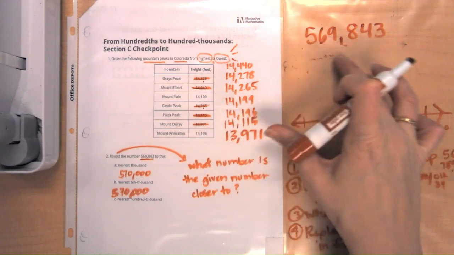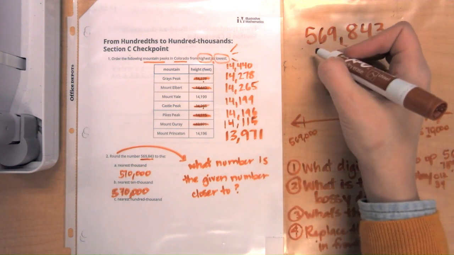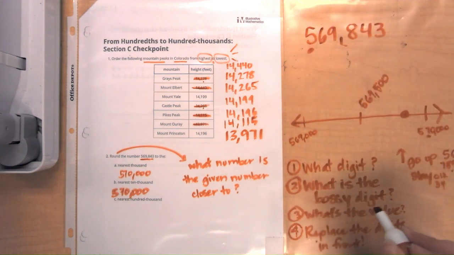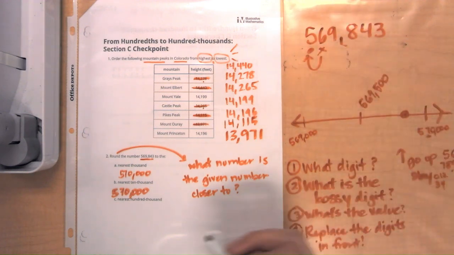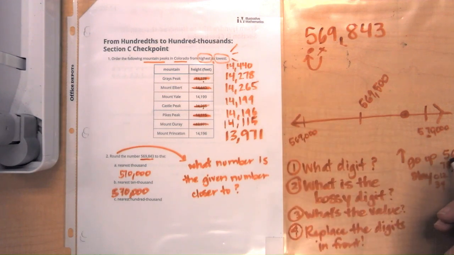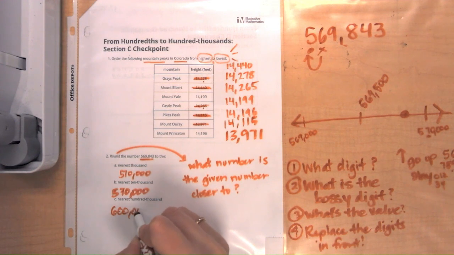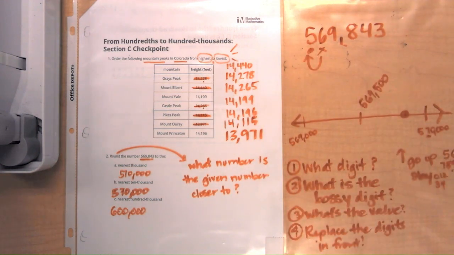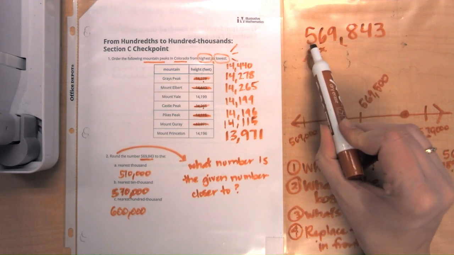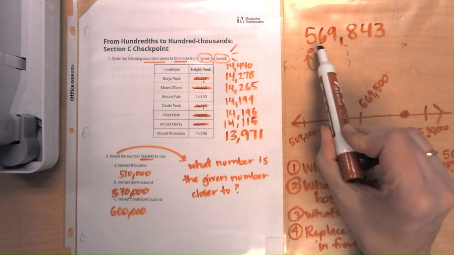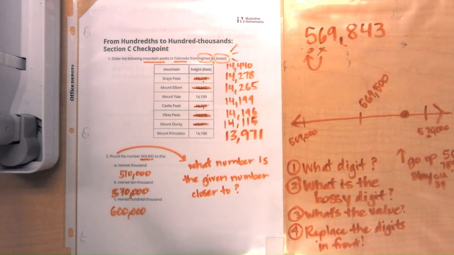And then finally, let's look at the digit for 100,000. What digit? 100,000. What's the bossy digit? The 6. What's the value? What is the 6 telling the 5 to do? Go up. The 5 turns into a 6. The value is 600,000. And there are no digits in front, so you're done. The thing to remember is wherever you start, all these digits are going to turn to zeros. This one's going to go up or stay, and then the digits in front are going to remain. That's the trick to rounding in Section C.